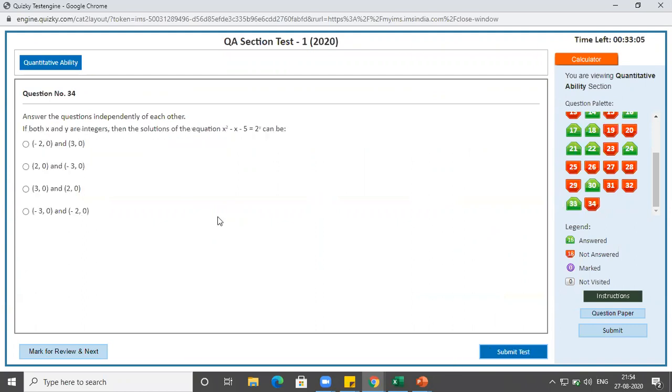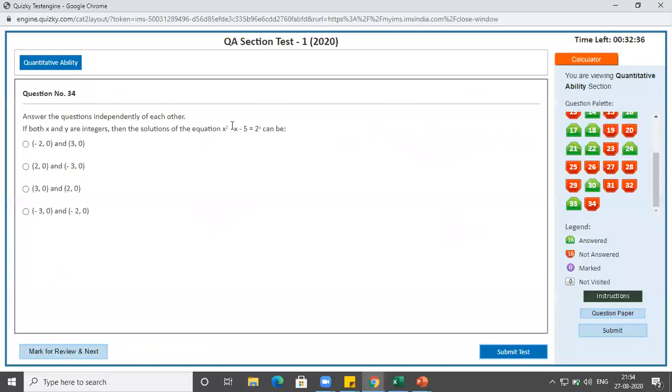Option A. If both x and y are integers, then the solutions of the equation x square minus x minus 5 is equal to 2 raised to the power y. There are two variables x and y, and I have to find the solutions. I'll do this using options. If I put x equal to minus 2, I get 4 plus 2, 6 minus 5, 1, which is equal to 2 raised to the power 0, correct.